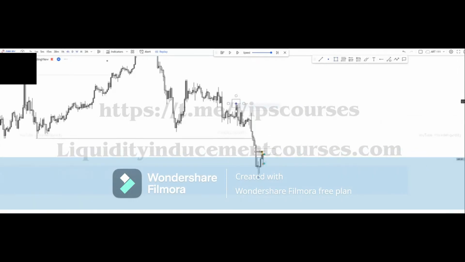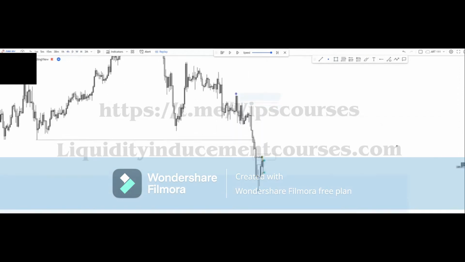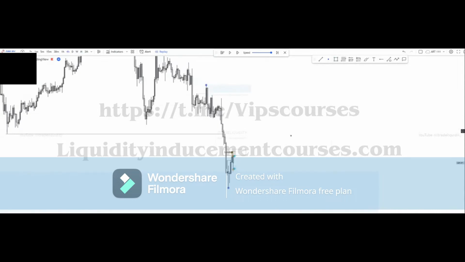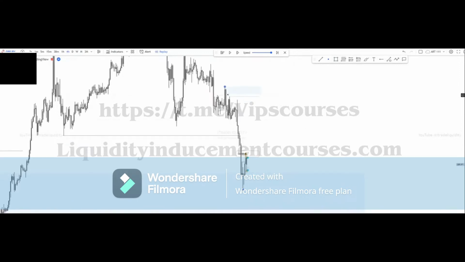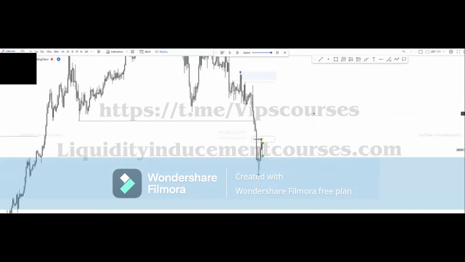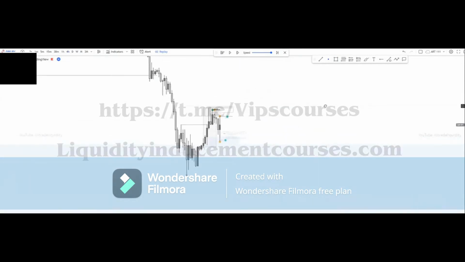Now coming down to the 4-hour, we see that this strong high was the one that broke structure. So now from here to here, we're going to have a new range. Now I have to identify where is the low. Can we see a clear low being made?